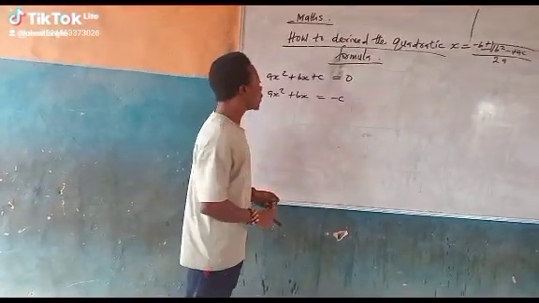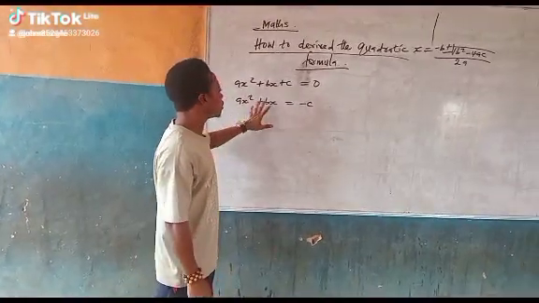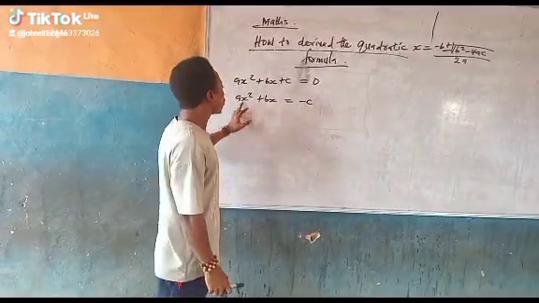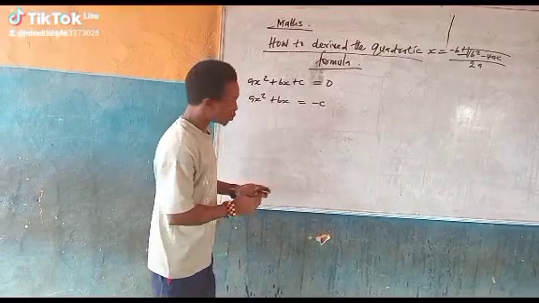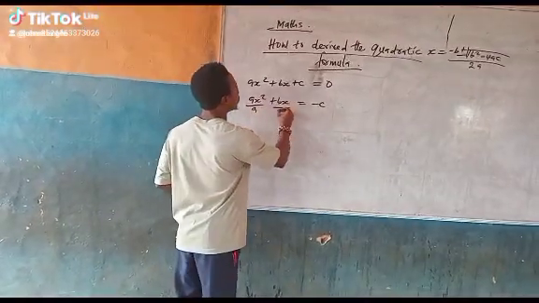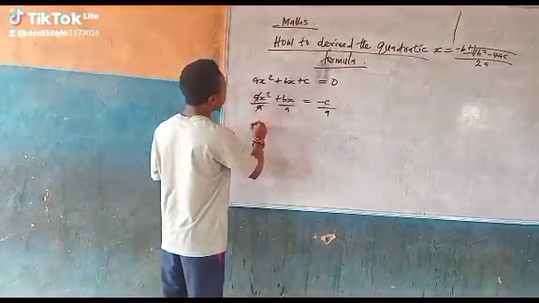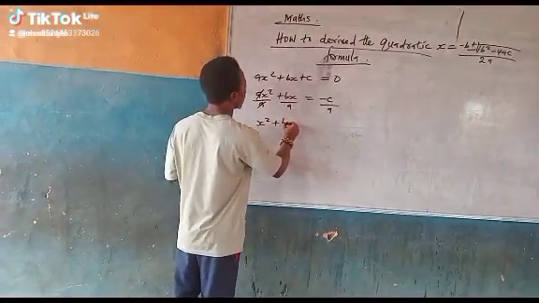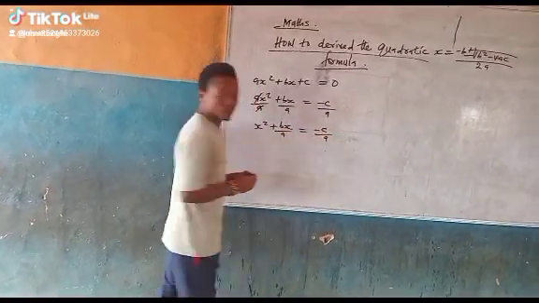The next step is to divide all through by the coefficient of x squared. The coefficient of x squared here is a. So divide all through by a. a cancels a, and we'll have x squared plus bx over a is equal to minus c all over a. This is what we have.